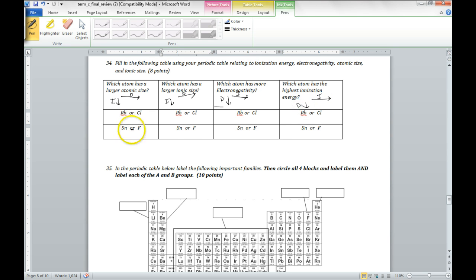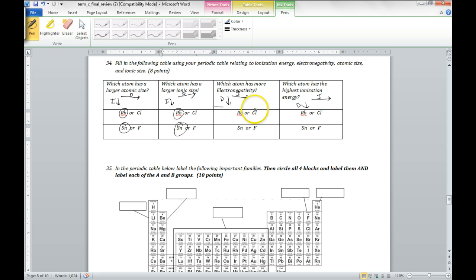So if we're looking at rubidium and chlorine, chlorine is way further to the right, so that means it's going to have a smaller atomic radius. So rubidium is going to be bigger. And if we're looking at tin and fluorine, it increases as you go down, and fluorine is still way to the right of tin, so tin is still bigger. Now ionic size is going to be the exact same.